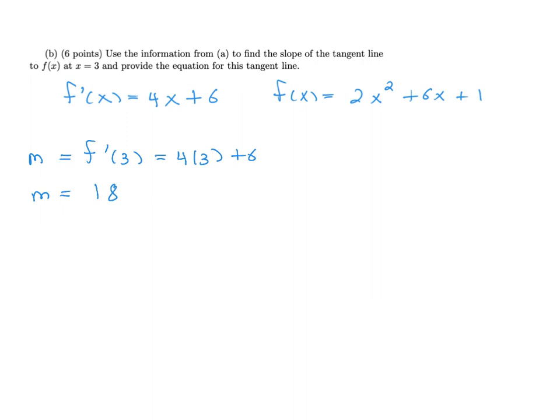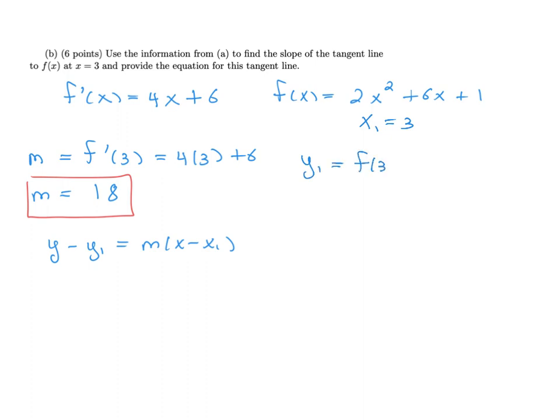Now, if you want the equation of a tangent line, you can use either y equals mx plus b, or I prefer to use y minus y1 is equal to m times x minus x1. Because we already know our slope, I now just need a point x1, y1. We can use this equation to get it. Essentially, we're saying x1 is equal to 3. If you want to find y1, you put 3 into your original function. That's 2 times 3 squared plus 6 times 3 plus 1, or y1 is equal to 37.